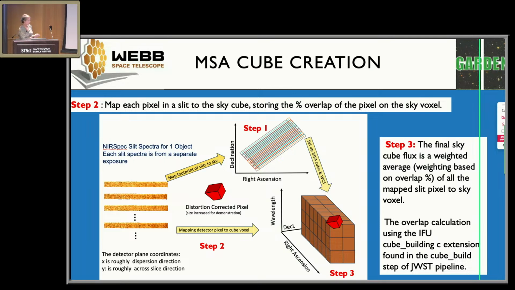And then when we plop this guy, this is the spatial and the wavelength information for one pixel, we plop it over here. We keep track of the overlap that one pixel has with all the voxels in the cube. In fact, I just recently changed it so it calls the same code that the IFU cube building code uses. It's a C extension, so it's pretty darn fast. Then you've got your spectral cube done.